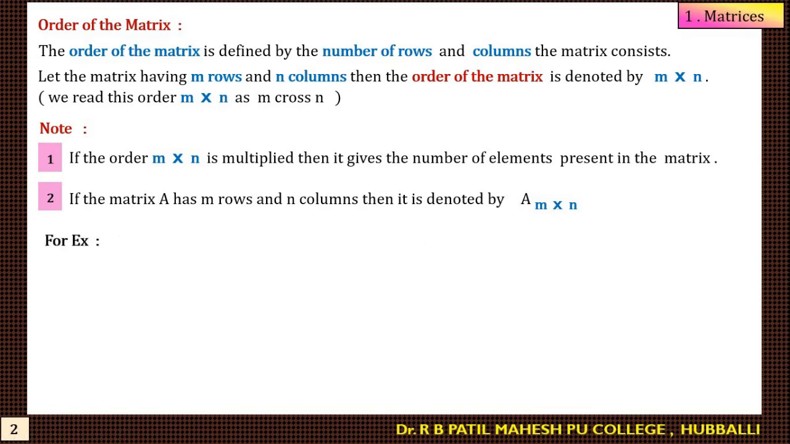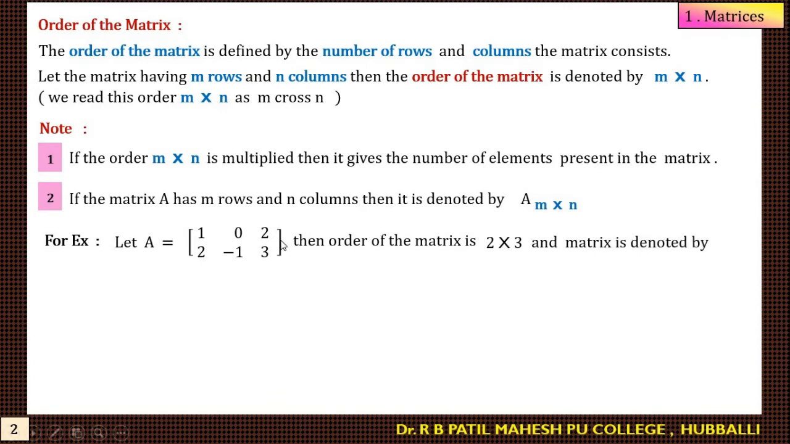For example, let A is equal to 1 0 2, 2 minus 1 3, then the order of the matrix is here 2 rows and 3 columns, so therefore the order of the matrix is 2 cross 3, and the matrix is denoted by A of 2 cross 3.